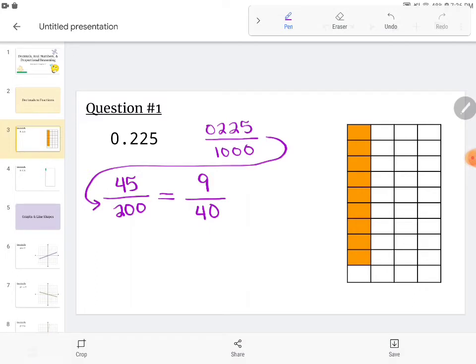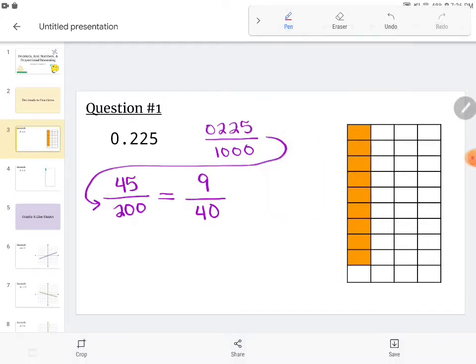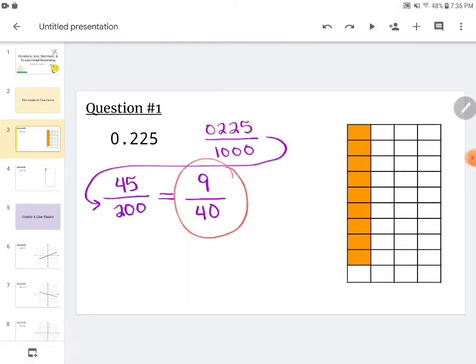Once we get to where we're looking at our fraction, we'll notice that 9 and 40 can't be broken down anymore. The fraction 9 over 40 cannot be broken down any more than it already is. Therefore, the fraction 9 over 40 is going to be our final solution.